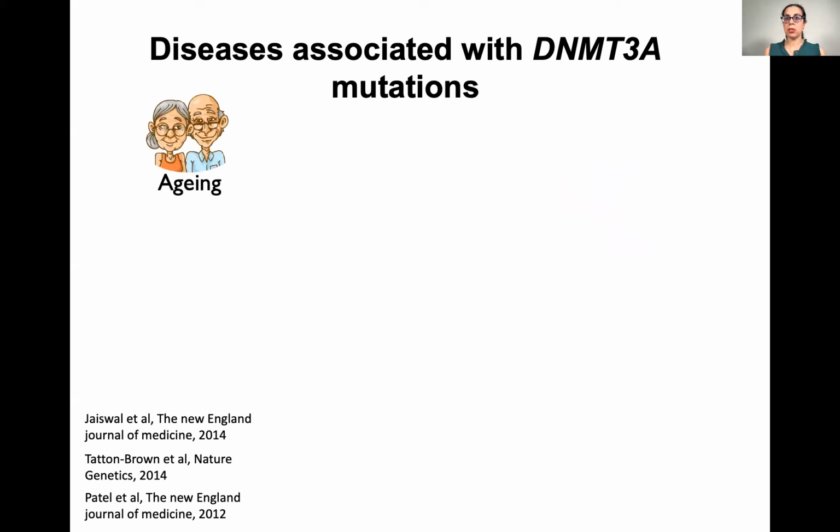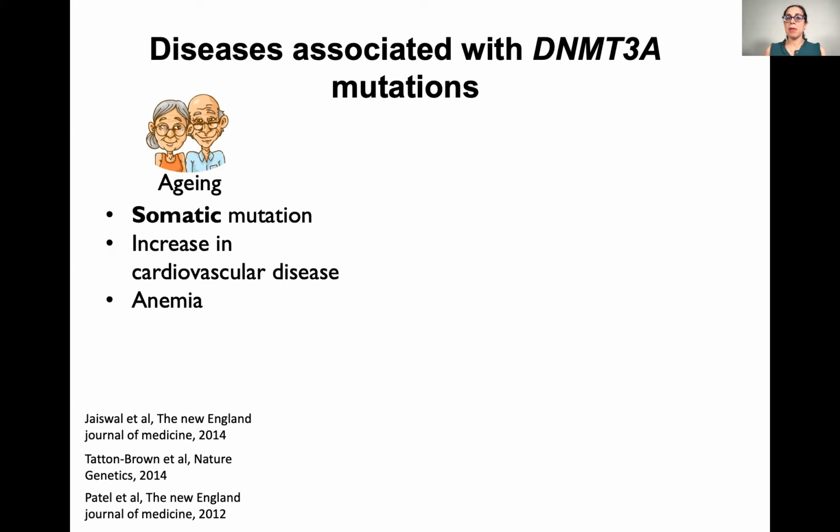And this is normal human aging. And I think Rachel will talk about that a little bit later. Those are somatic mutations that we accumulate in our blood, and they increase our chances to develop cardiovascular disease and anemia, and you'll hear about it more. But what we also know about DNMT3A is that somatic mutations in DNMT3A are really strong and really high in the blood system, where they can also lead to malignant transformation and blood cancers.